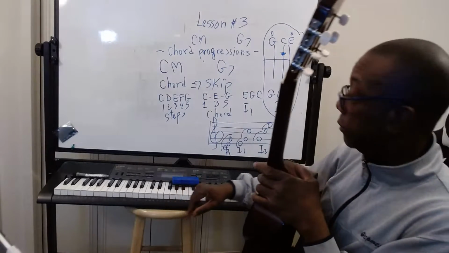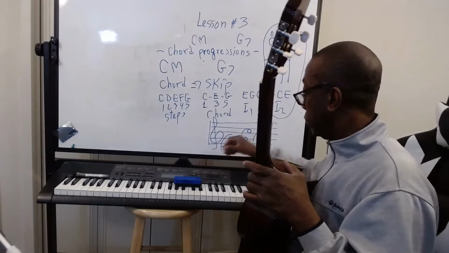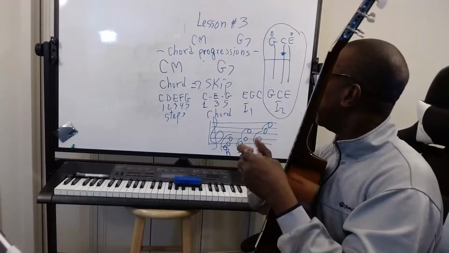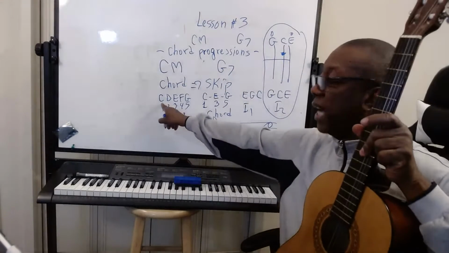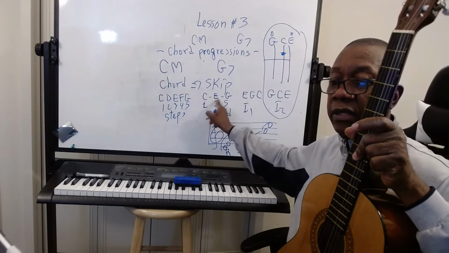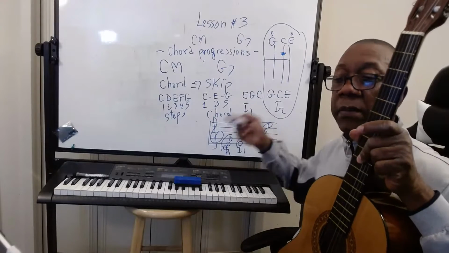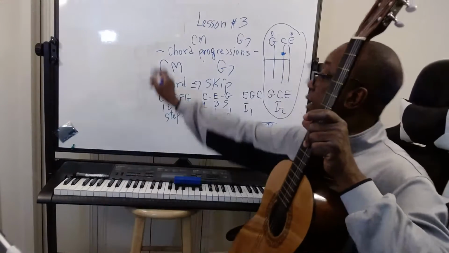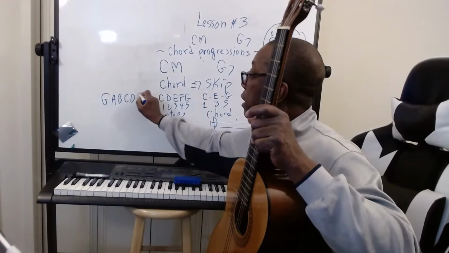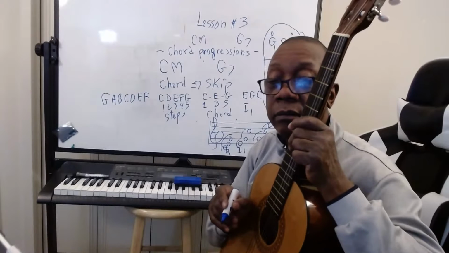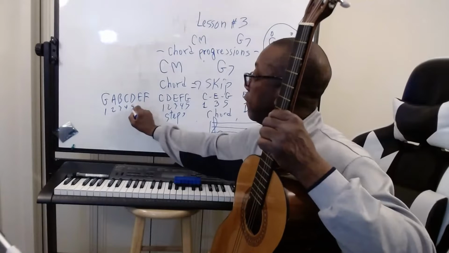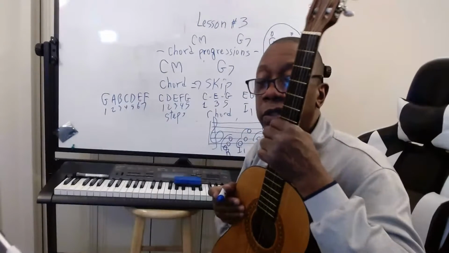Let's go for the G. For the C, we had C, D, E, F, G, and we had to skip to get the chord, and then we had the inversion. How about the G? Let's get the G over here. G, A, B, C, D, E, F. That's 7. I call it G7, remember? So I have 1, 2, 3, 4, 5, 6, 7. So this is a G7.